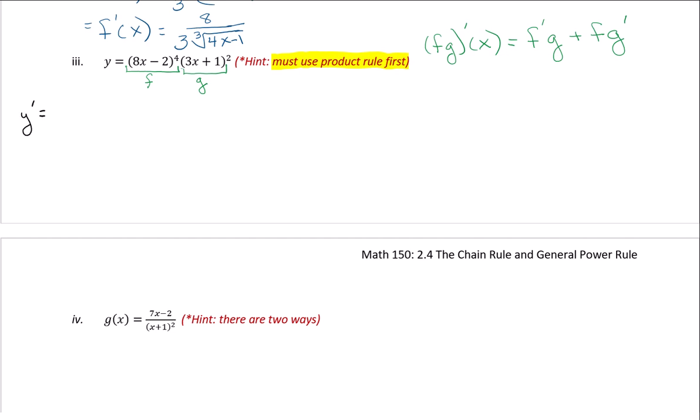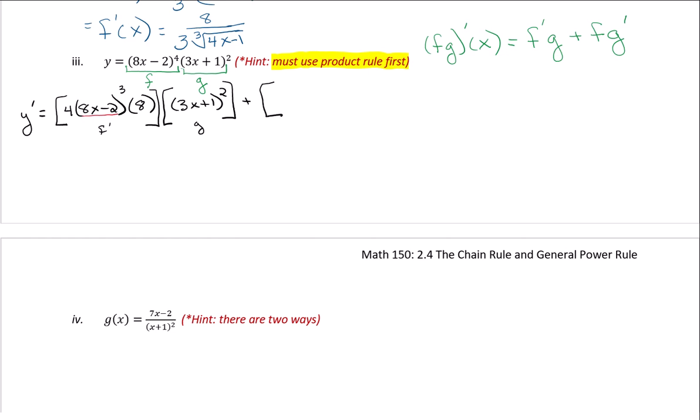So the first derivative, we have to take the derivative of f first. So that would be 4 times the 8x minus 2, subtract 1 from the exponent, which is 3. But again, this is a composite function, so we need to take the derivative now of the inside, which would be just 8, and then multiply that by the g function as it is, 3x plus 1 quantity squared. So again, this is our f prime, this is our g.